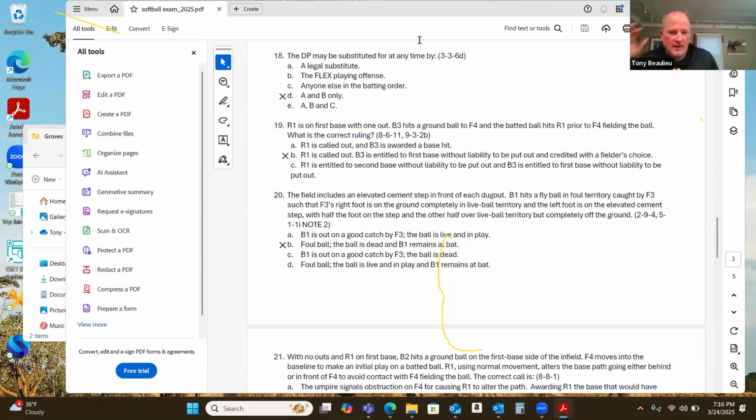Okay, number 19. R1 is on first base with 1 out. B3 hits a ground ball to F4, and the batted ball hits R1 prior to F4 fielding the ball. What is the correct ruling? As you can see, it's B. R1 is called out. B3 is entitled to first base without liability to be put out and is credited with a fielder's choice. That's the new rule change. I think it's just that it's a fielder's choice.